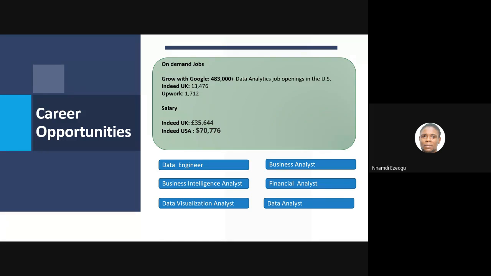In a nutshell, all these things are basically the same thing with just a few differences here and there, but they have a common meeting point. It's all about using data to solve a particular problem. That's a common meeting point in all these roles.